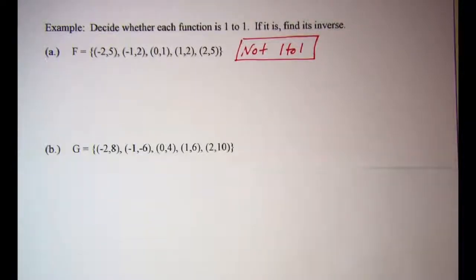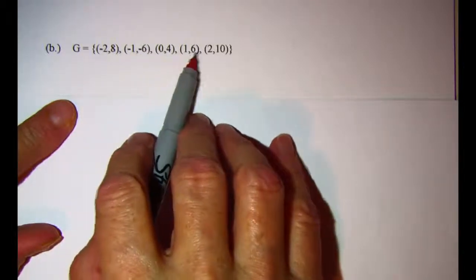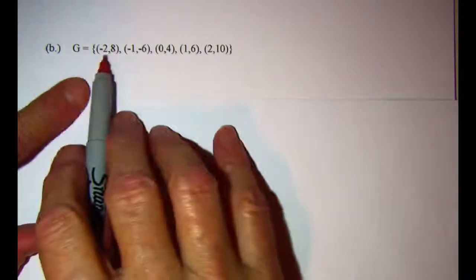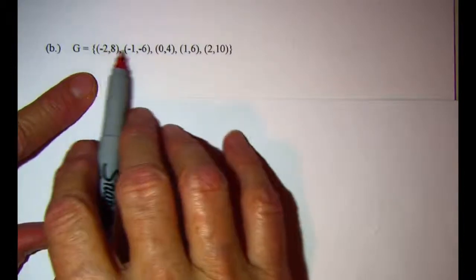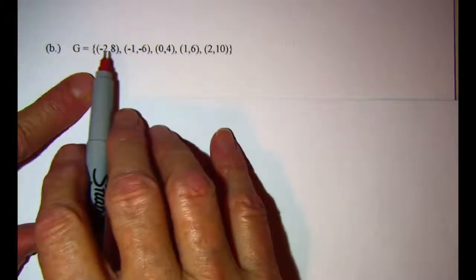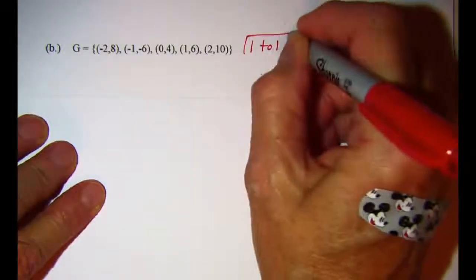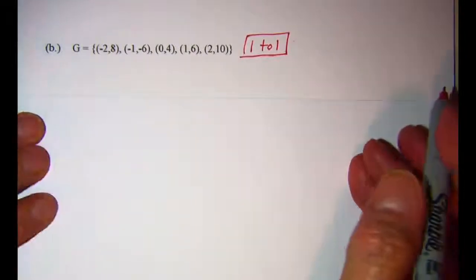Our next example, another set of ordered pairs. Alright, it looks like every x is only written once and every y is only written once. So this one is one-to-one. So once we've decided that it is one-to-one, then we can find the inverse.